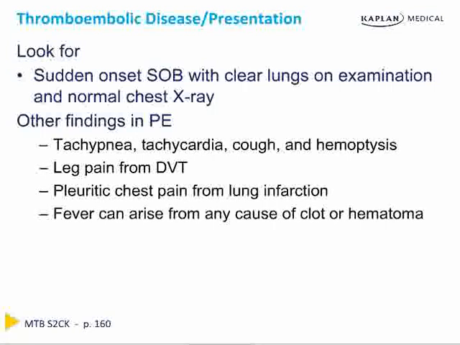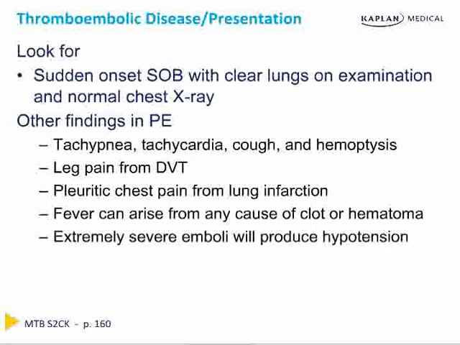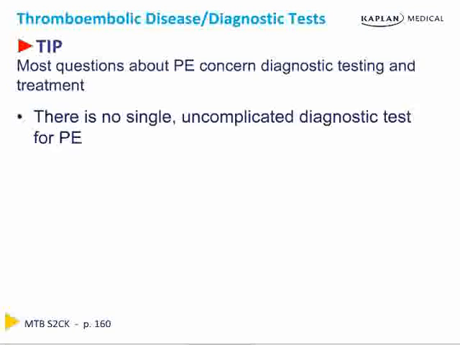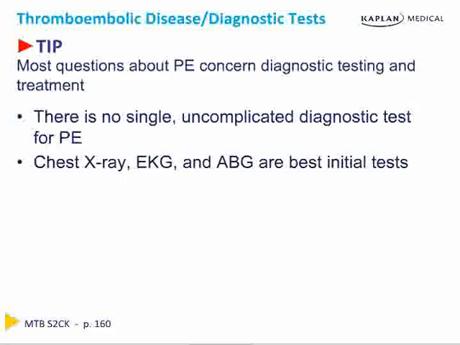Remember, fever can also arise from any cause of clot or hematoma throughout the body. If the embolus is extremely severe, the patient will actually have obstruction of flow and may have hypotension. Almost all questions about pulmonary embolus on Step 2 are going to concern diagnostic testing and treatment. Truthfully, there is no single uncomplicated diagnostic test for a PE. Chest X-ray, EKG, and ABG are the correct answers for the best initial tests. However, none of these are extremely accurate.